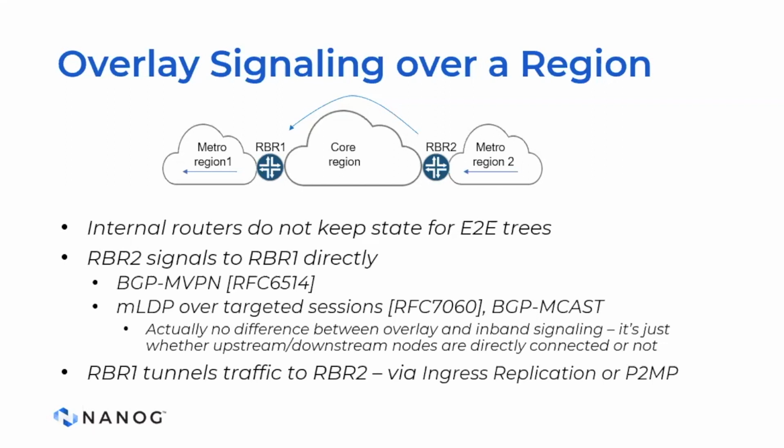Now notice that when we use MLDP or BGP-MCAST, there is actually no difference between overlay and in-band signaling anymore. It's just whether the downstream and upstream nodes are directly connected or not. In this picture, RBR1 and RBR2 are not directly connected. RBR2 sends signaling to RBR1 directly, and then RBR1 will tunnel the traffic to the downstream RBRs, either via ingress replication or via P2P tunnels. However that P2P tunnel is set up is fine.